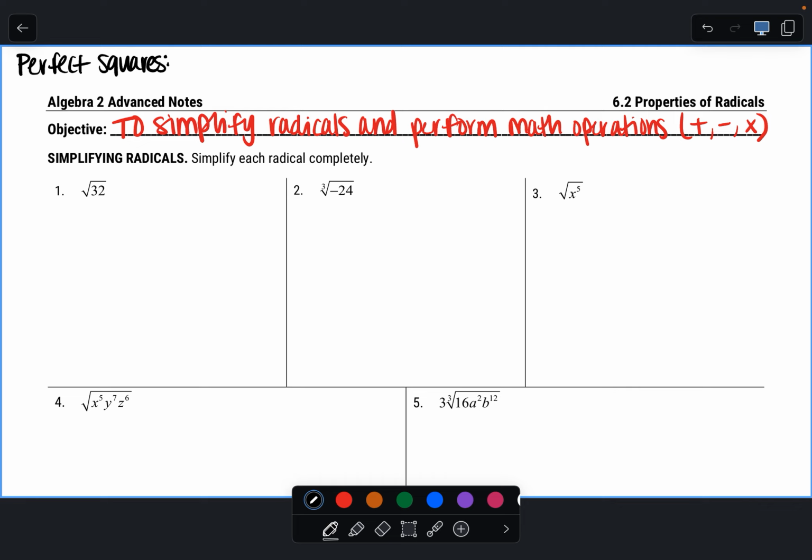On the other hand, I had someone say that 16 is a factor of 32. So 16 times what is 32? 2. So if I break this down, what is the square root of 16? 4. So I'm going to have 4 square roots of 2.